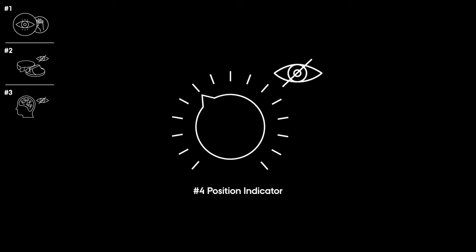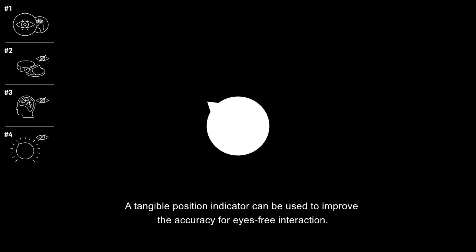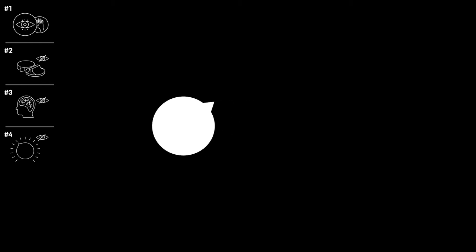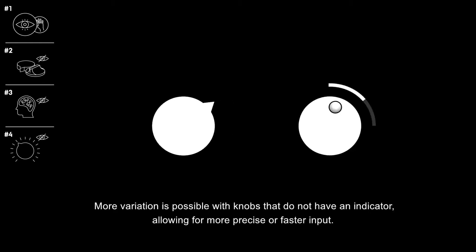Position indicator. A tangible position indicator can be used to improve the accuracy for eyes-free interaction. When utilizing a position indicator, a spatial mapping needs to correspond to the output presented elsewhere. More variation is possible with knobs that do not have an indicator, allowing for more precise and faster input.